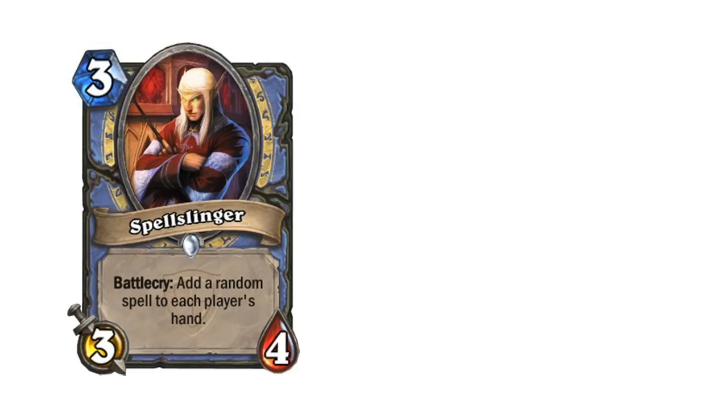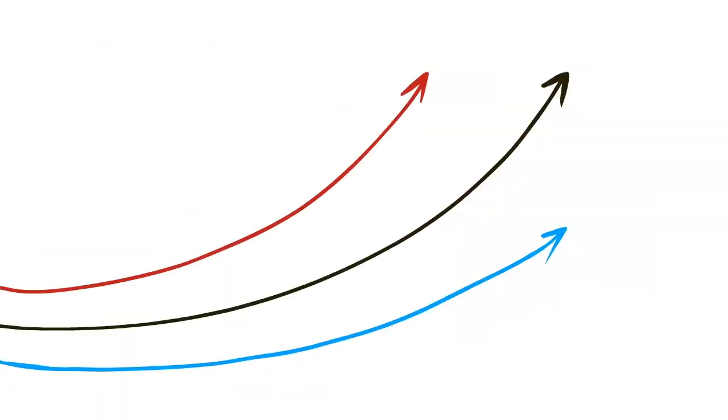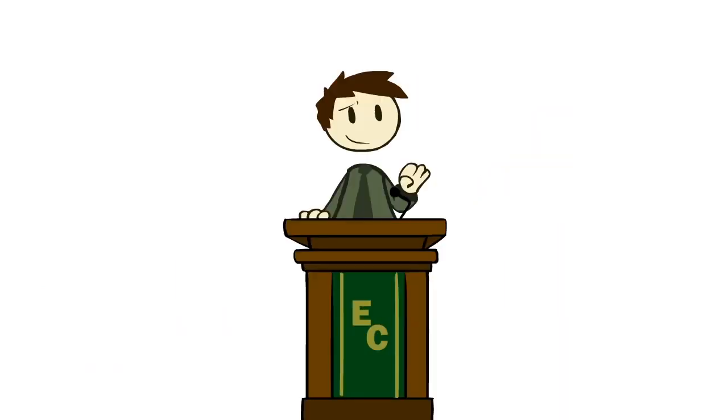If Slinger simply read "draw a random 2-mana cost spell," it would drastically shrink the delta of randomness and probably be a great example of how to do this. Okay, that's enough about randomness.